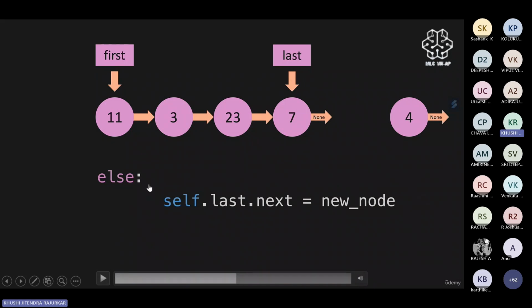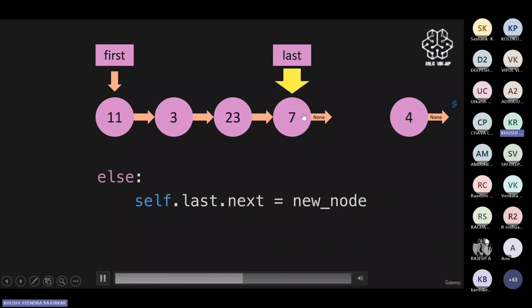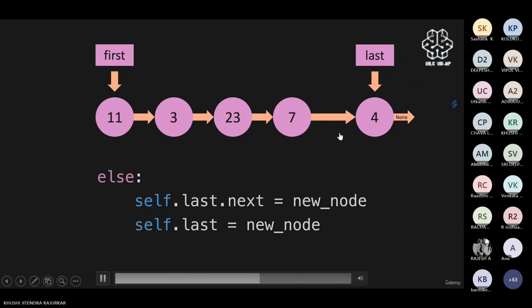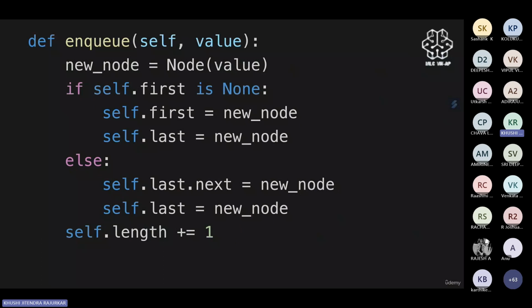Else, if you have an already existing queue data structure and you want to enqueue a new element to it, we will simply take the next pointer of our last element of our linked list, and start pointing it towards our new node. And then we'll simply assign the self.last variable to be equal to our new node. As you can see here, self.last.next is equal to new node, and self.last is equal to new node. And we'll be increasing the length by 1.